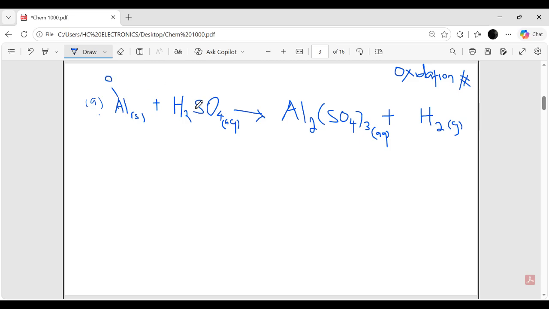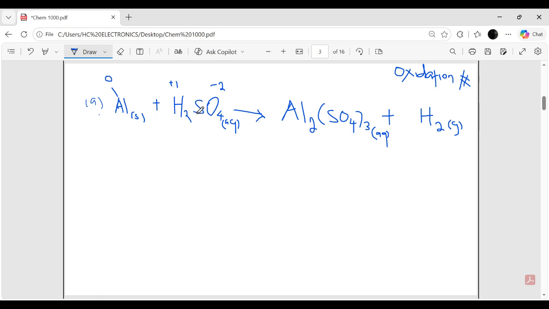Then when you go to hydrogen, in a compound like the way it is here in sulfuric acid, it is plus one. Then for oxygen, it is negative 2, except for peroxides. Then what you need to calculate for now is the oxidation state of sulfur in this equation.